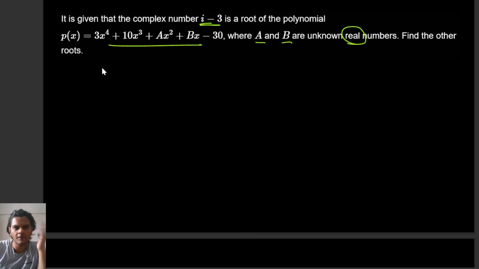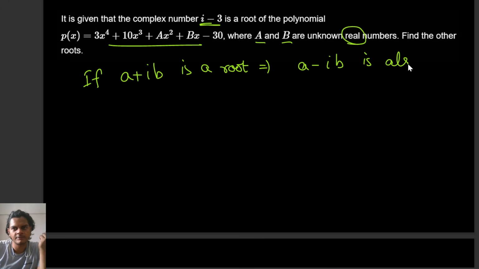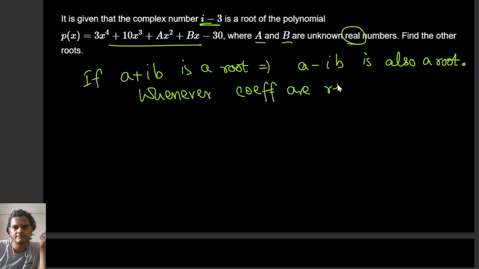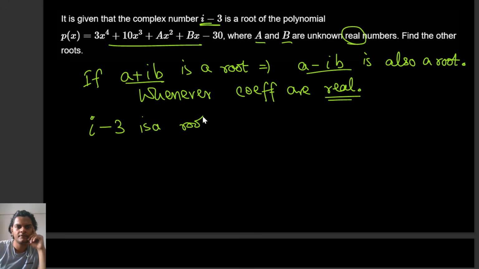So always remember, I hope you should be knowing this, if a plus ib is a root, implies a minus ib is also a root. When does this happen? Whenever coefficients are real. All right. If the coefficients are real, then if this is a root, then this is also a root. So in our case, since i minus 3 is a root, implies minus i minus 3 is also a root.